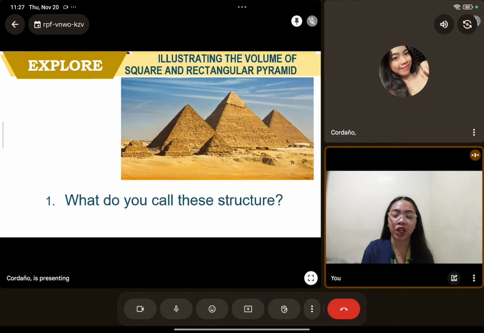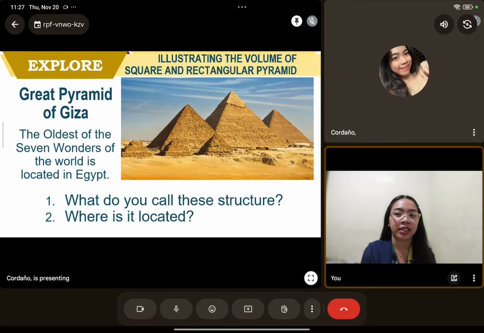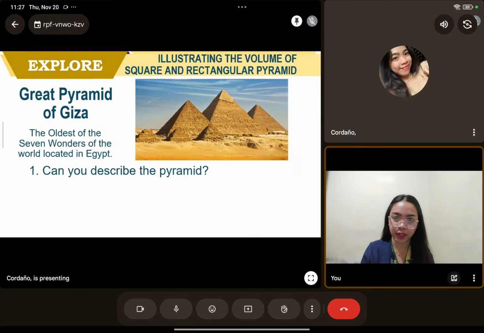Here, what do you think or what do you call this structure? Yes, so you will just say that it is a pyramid, but specifically it is the Great Pyramid of Giza. So where do you think it is located? Yes, so the oldest of the seven wonders of the world is located in Egypt. So can you describe the pyramid? So pyramid, of course, meron siyang triangle shape and it has a base. Meron din siyang, it is a 3D model.